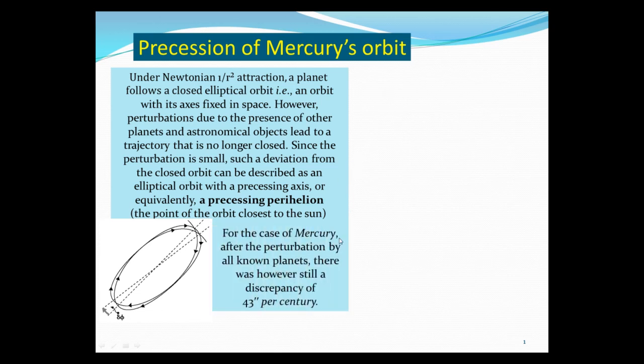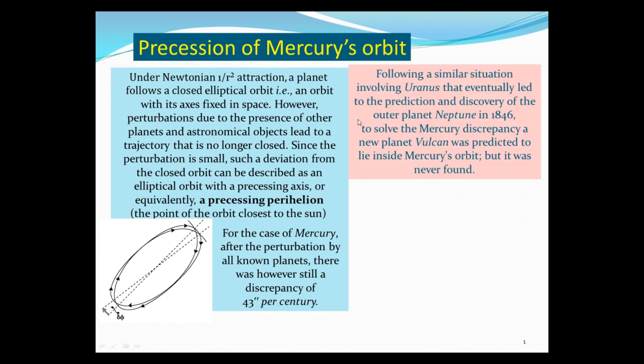For the case of Mercury, after the perturbation by other known planets has been calculated, there was still a discrepancy of 43 arcseconds per century, a very small amount. But following the similar situation involving Uranus, that eventually led to the prediction and discovery of the outer planet Neptune in 1846, to solve the Mercury discrepancy, a new planet, Vulcan, was postulated to lie inside Mercury's orbit, but it was never found.